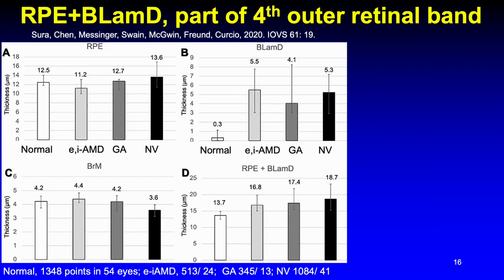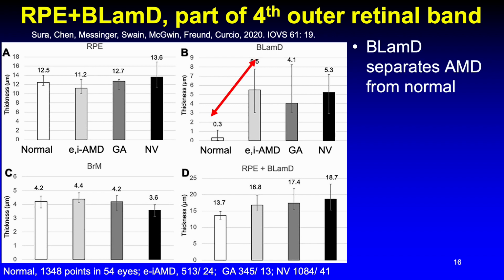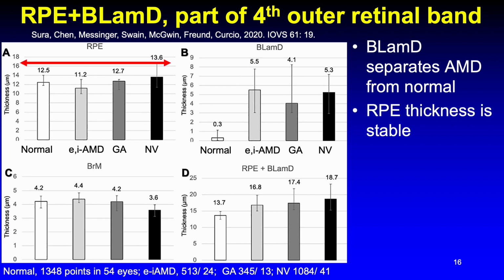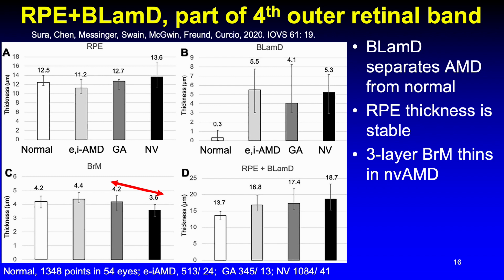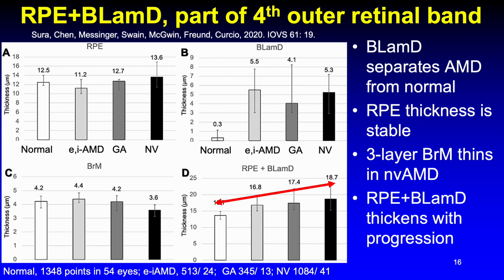Here is an analysis of layer thicknesses from the website. BLamD separates AMD well from normal. It's ubiquitous in AMD eyes. RPE thickness is stable across all stages if atrophic RPE is not considered. Defined by its three layers, Bruch's membrane is stable in thickness and actually thins in neovascular AMD. And finally, RPE and basal laminar deposit together thickens with progression, moving the RPE even further away from the choriocapillaris.